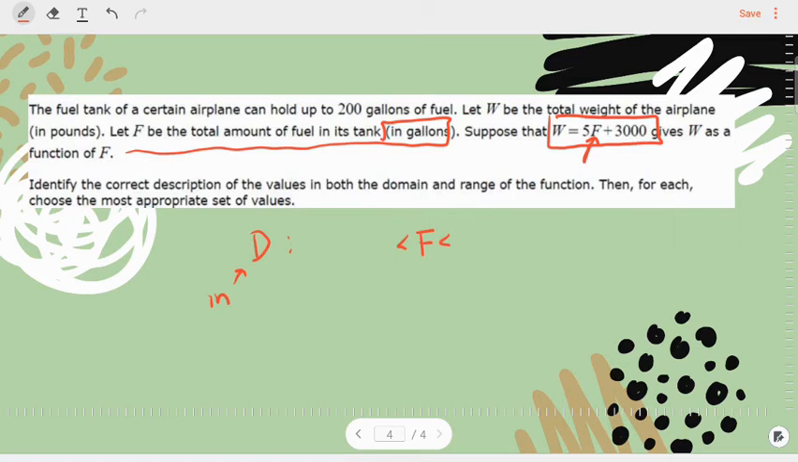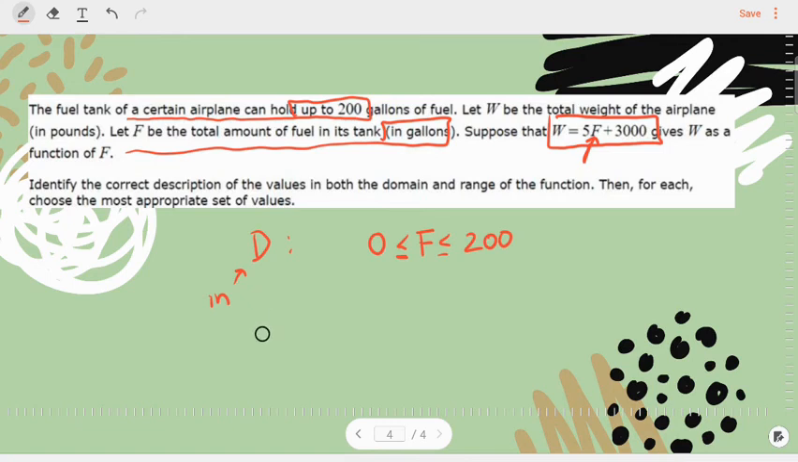So what is the minimum amount of fuel that I can put into this airplane? Well, the minimum amount of fuel that I can put into any airplane is 0. So my minimum is 0, and it can equal 0, so I want to make sure I put the or equal to sign. What's the maximum? Well, it says right here at the beginning that it can hold up to 200 gallons of fuel. So my maximum is equal to or less than 200. So I have my inequality for my domain.